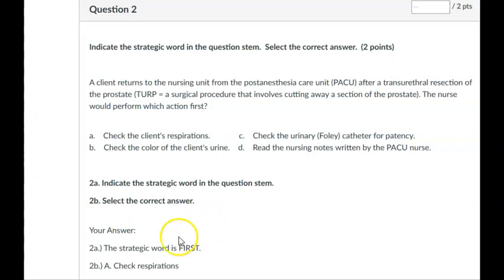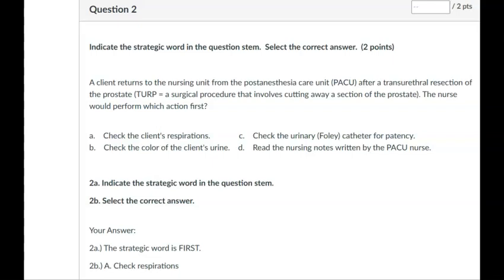This student identified first as the strategic word, and that is correct. And this student chose between check client's respirations, check the color of the client's urine, check the urinary catheter for patency, and read the nurse's notes written by the PACU nurse. She chose the correct answer of check respirations. So we're using our Maslow's, selecting something physical, and then from the physicals, our ABCs, respiratory is going to be the priority.